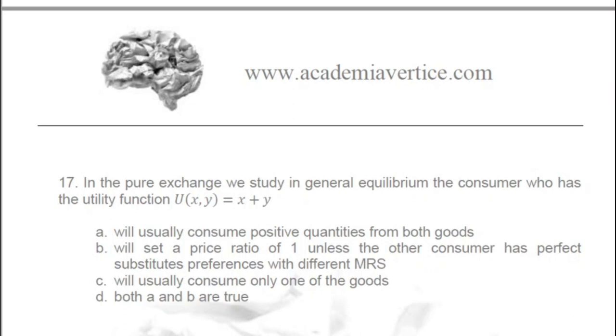Question 17. In the pre-exchange, which we study in general equilibrium, in this unit 7, the consumer who has the utility function x plus y will usually consume positive quantities of both goods. Yes, this is correct. We usually see in exercises, it's an exception when this type of consumer consumes only one of the goods. So when the equilibrium is on the border of the Edgeworth box. Well, we don't usually see the case of perfect substitute against perfect substitute.